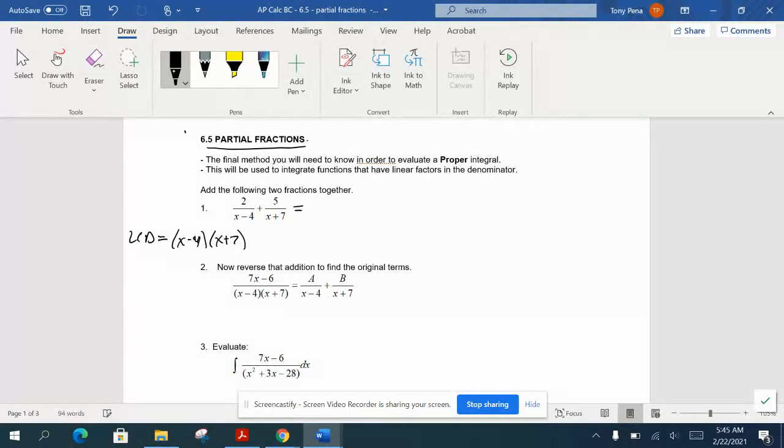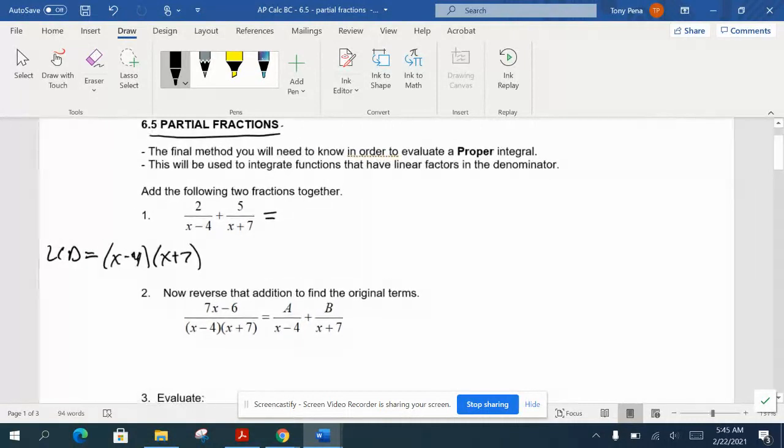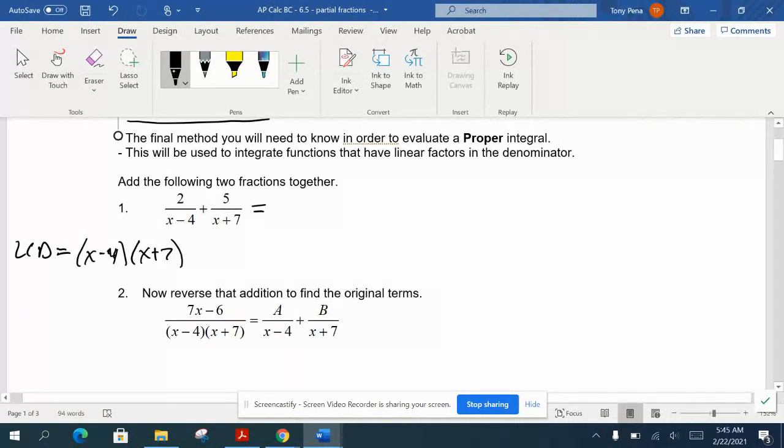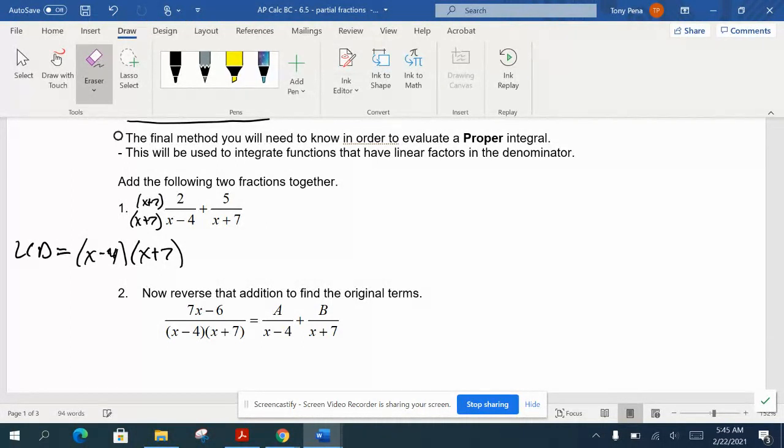Then what we would know is, in order for us to add these, they each have to have that denominator. So this first one would need an x plus 7. As long as we multiply both top and bottom by that, we're really just multiplying by 1. This one is missing the x minus 4. So if we multiply again, x minus 4 over x minus 4, we're really just multiplying by 1.